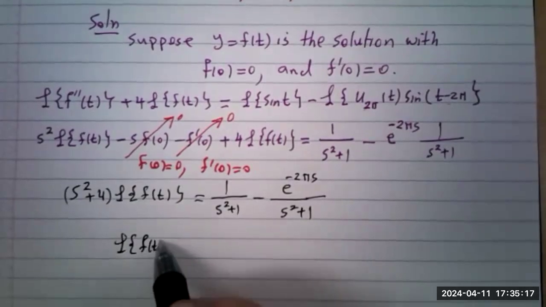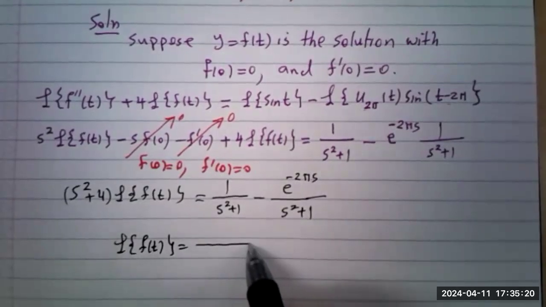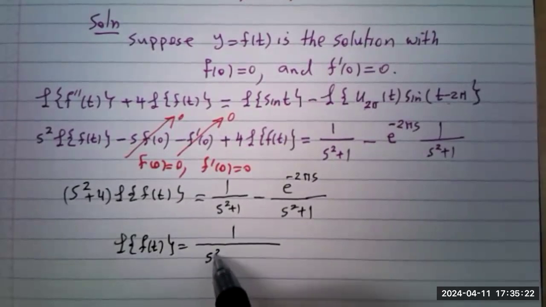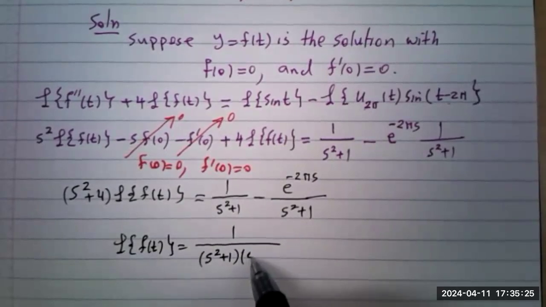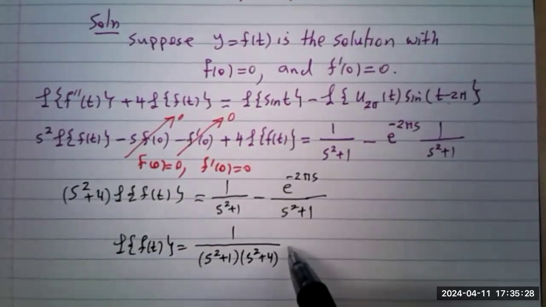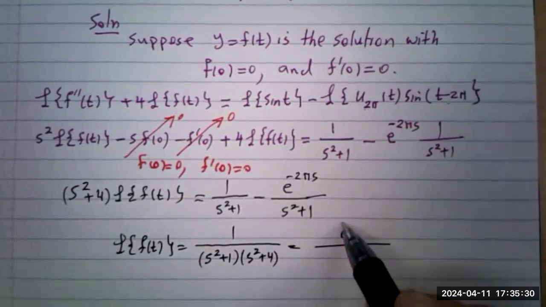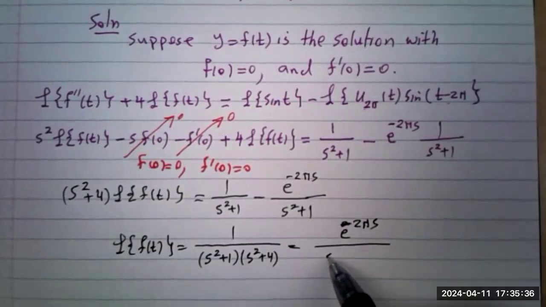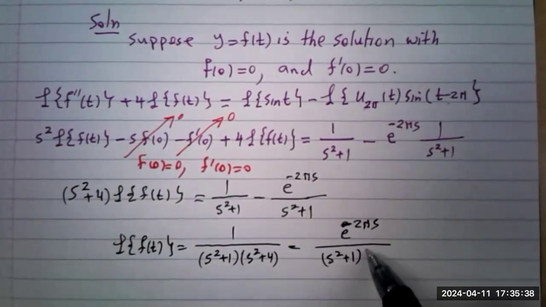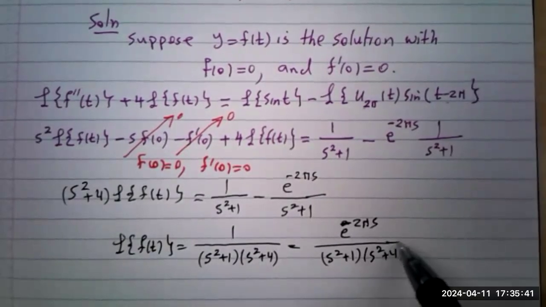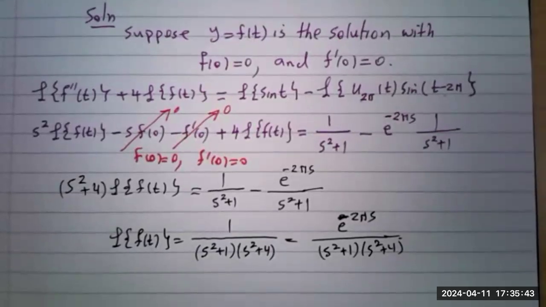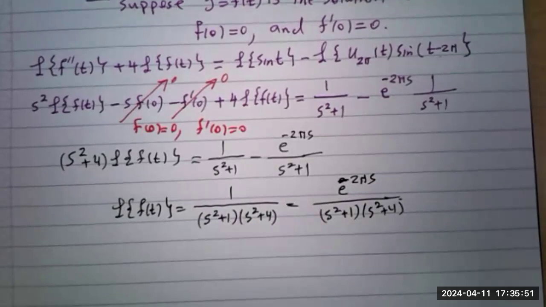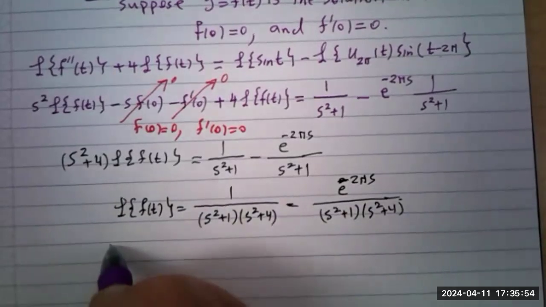So the Laplace of f of t is equal to, you divide by the first one, 1 over s squared plus 1 times s squared plus 4, minus e to the negative 2 pi s over s squared plus 1 times s squared plus 4. Okay, so this is going to be the case. Now get the Laplace inverse to get f of t. So what's going to be f of t?